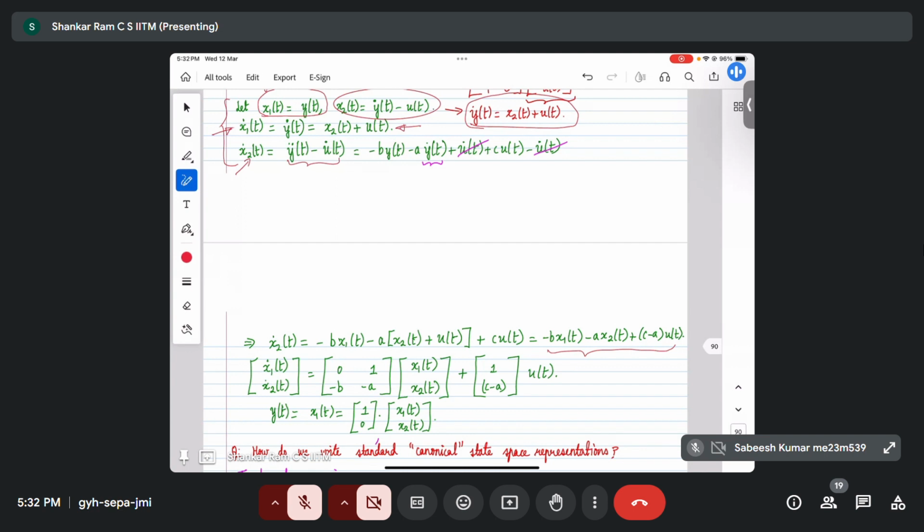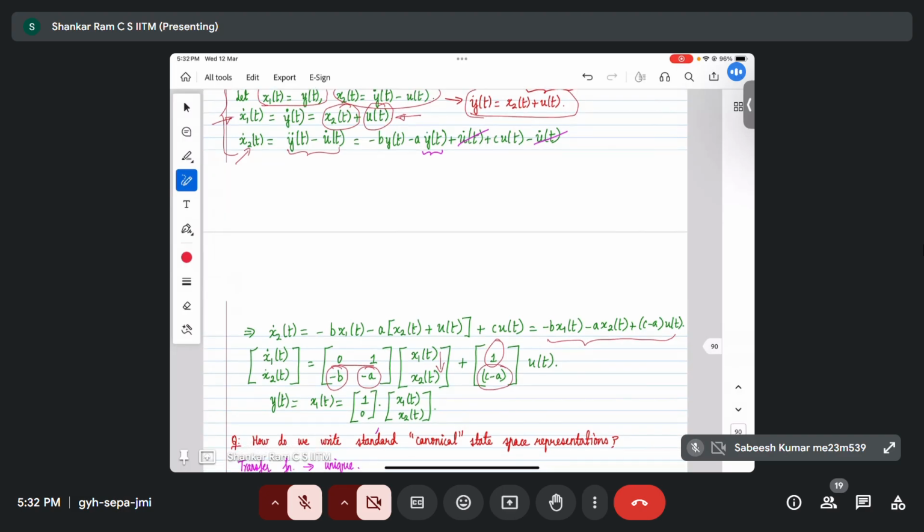Now when we collate these two equations, we get x1 dot, x2 dot equals [0, 1] times [x1, x2], which is this term, plus 1 times u. Now you can see a difference coming in, because even in x1 dot, you have the input u. Then for x2 dot, we have minus bx1 minus ax2 plus (c minus a)u. And then y of t is nothing but x1, which is [1, 0] times [x1, x2]. So that equation is simple.